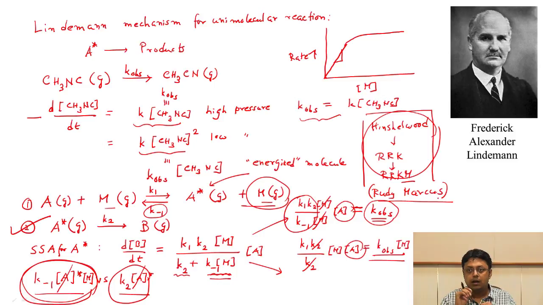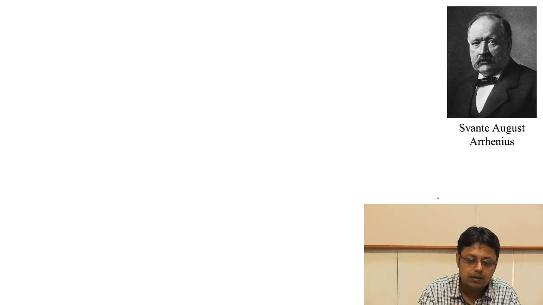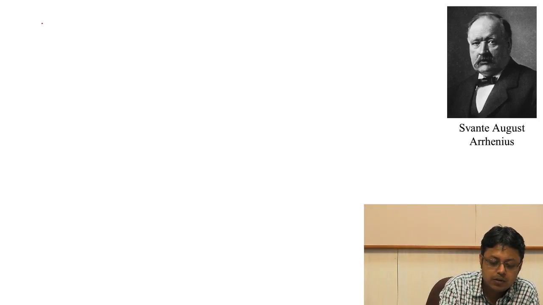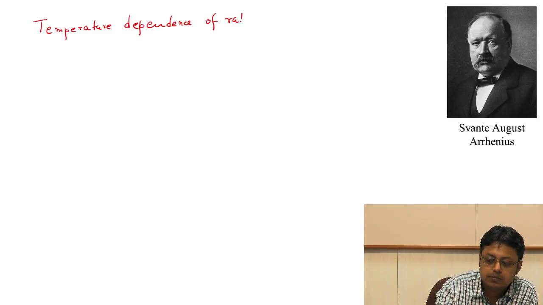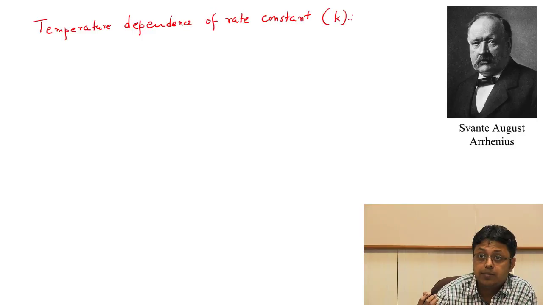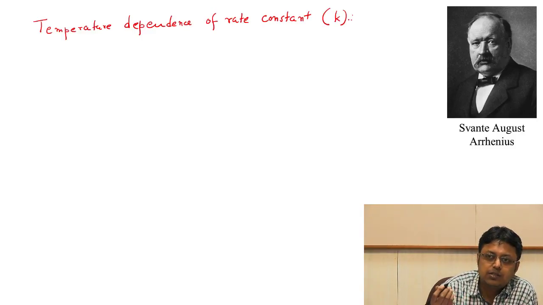But before that, I'll give you a very brief introduction to the energy of activation. Now, the Swedish chemist Svante Arrhenius did a series of experiments to answer a very interesting question: what is the temperature dependence of the rate constant? Rate constant, so far as we have described, doesn't seem to have any temperature dependence because we just took it as a constant.